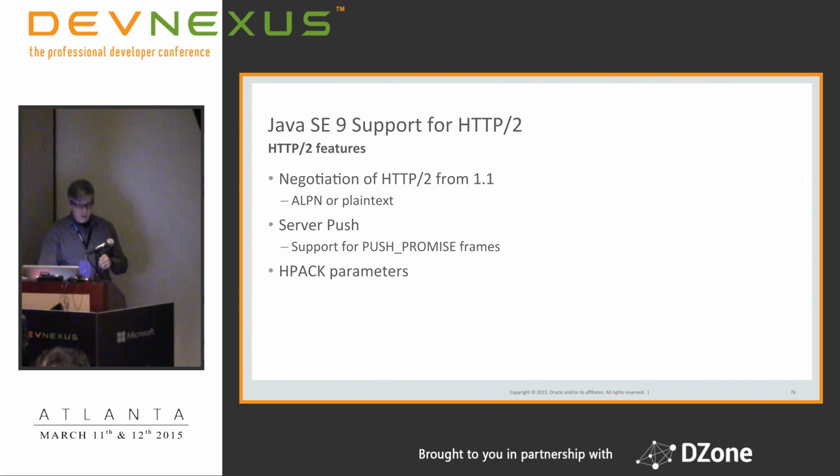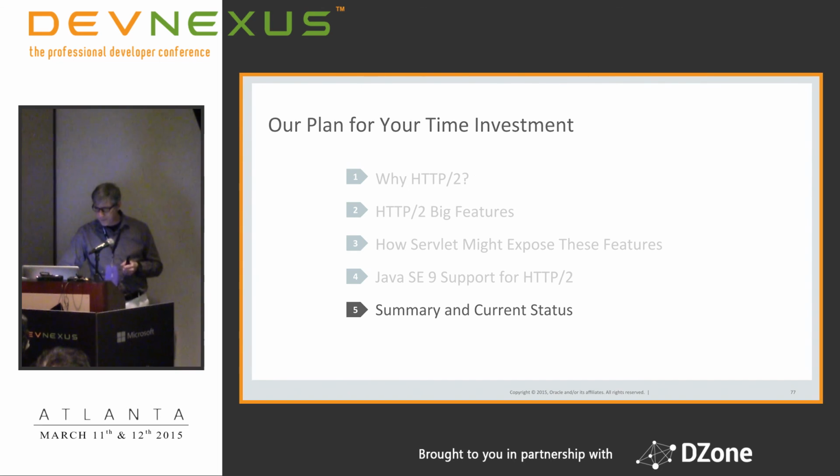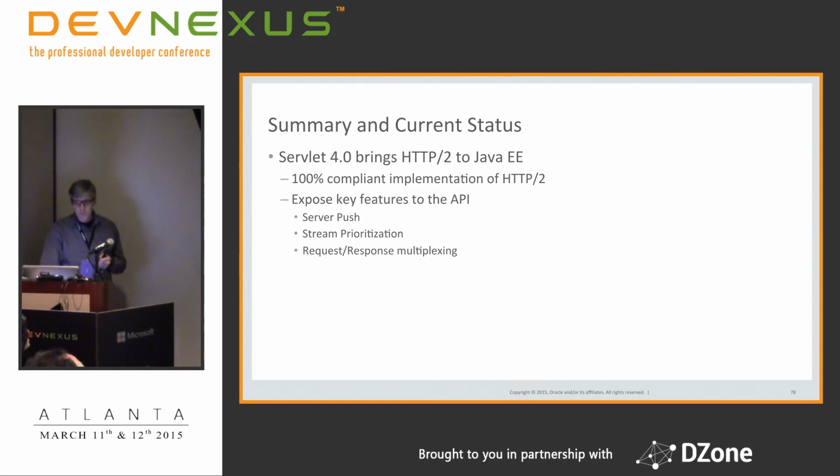Okay? So we've got 2 minutes left. Let's do the summary. The idea is Servlet 4 brings HTTP 2 to Java EE. It's a 100% compliant implementation of HTTP 2. The idea is to expose just the key features of the API: server push, stream prioritization, request response multiplexing.